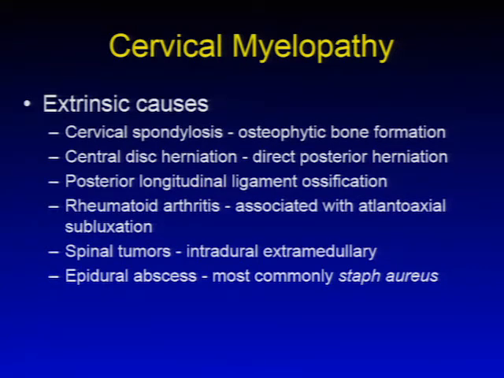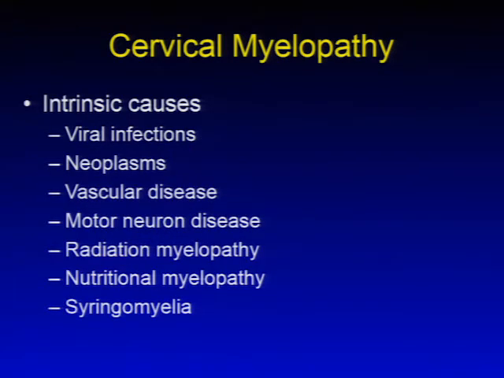Cervical myelopathy extrinsically can be caused by cervical spondylosis, central disc herniation, posterior longitudinal ligament ossification, rheumatoid arthritis, spinal tumors, and epidural abscess, which is most commonly associated with Staph aureus. Intrinsic causes of cervical myelopathy may be due to viral infections, neoplasms, vascular disease, motor neuron disease, radiation, and nutritional myelopathies, as well as syringomyelia.